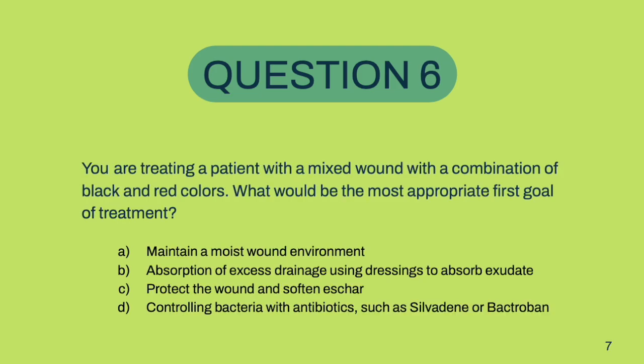Question 6, correct answer is C. When we're thinking about wounds that are mixed, we want to protect the healthy tissue, so the red tissue, and anything that is not red, we're trying to move it back towards red. So we're trying to change the black tissue to red healthy tissue. So we really want to protect that healthy wound and then start softening the eschar or the black tissue.